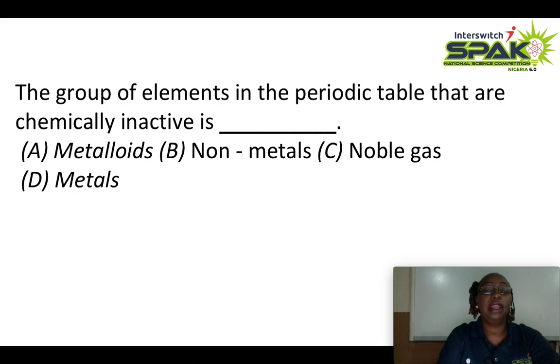Which group of elements in the periodic table is chemically inactive? I just said it, that noble gases do not react. They are chemically inactive because they do not give out and do not take in electrons. Their shells are completely filled up. Others are active.